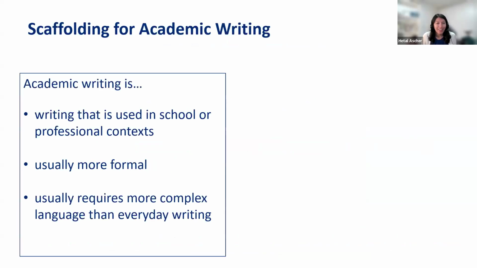So let's look at this. What is academic writing? When I say academic writing, I'm talking about the formal writing style that we often expect students to produce in school. It's also the writing style we might expect from students in universities and people in professional contexts. And this type of language is usually more formal because we don't know the audience personally, and it requires more complex language than everyday writing.